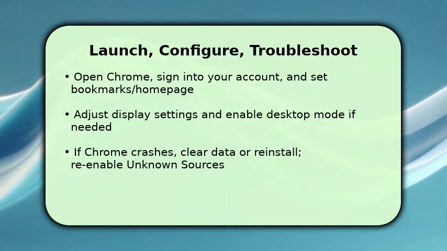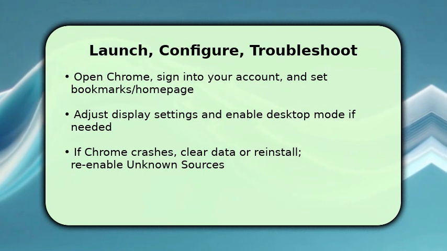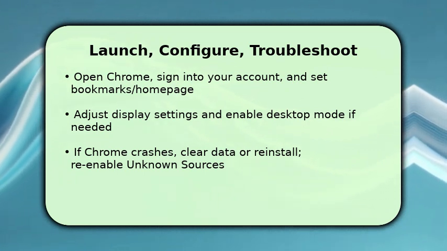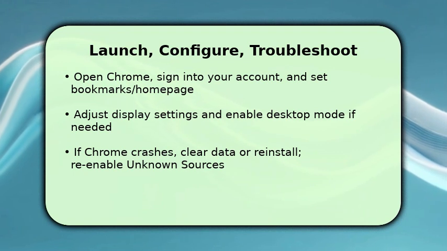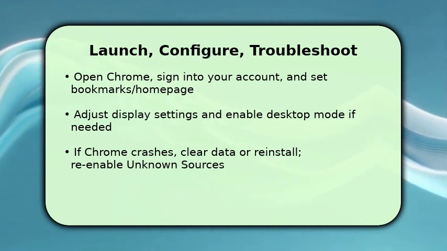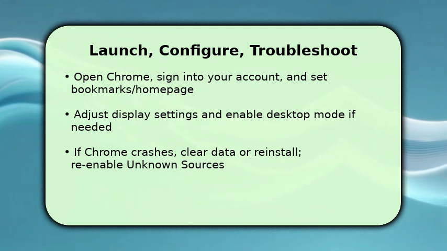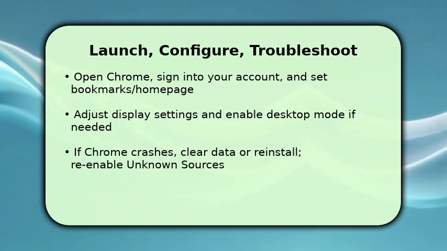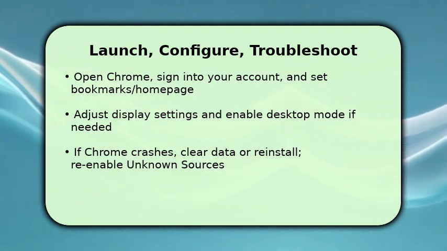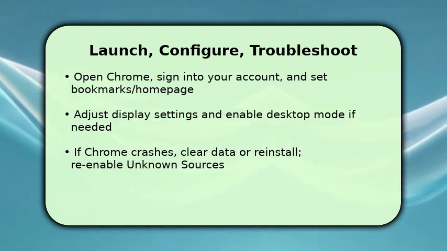Next, adjust display and scaling in Fire TV settings and use Chrome's menu to request desktop site when needed for proper page layouts. If you can't find Chrome in the main apps row, move it to the front via settings. If you run into a crash or blank screen, clear app data and cache or reinstall the APK, and make sure apps from unknown sources is still enabled before retrying.